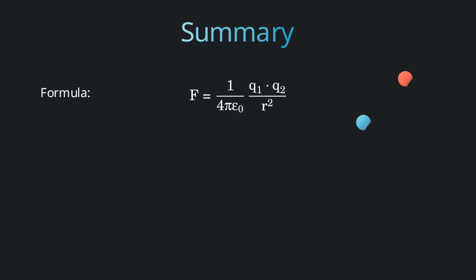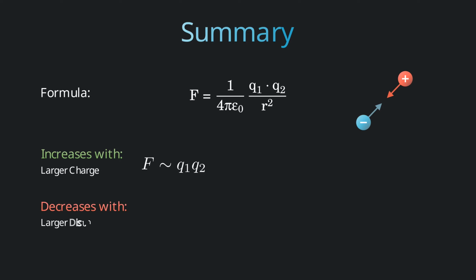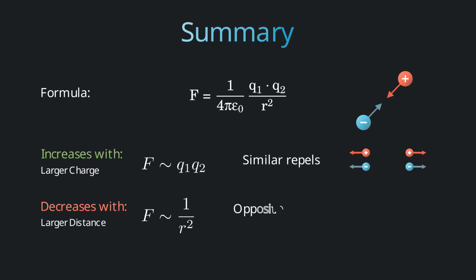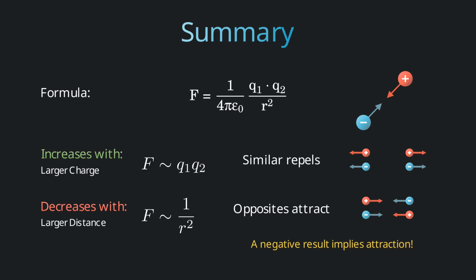So let's do a quick summary. You have learned in this video what Coulomb's law looks like and that it describes the interaction between two charged particles. And you have learned that it increases with a larger charge and it decreases with a larger distance. And it decreases very fast with a larger distance because we have 1 over r squared. And what you also should know is that similar charges repel and opposites attract. And a negative result implies attraction in our formula if we want to calculate something.